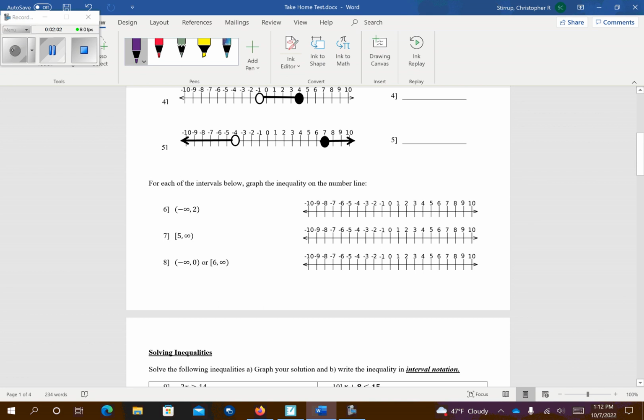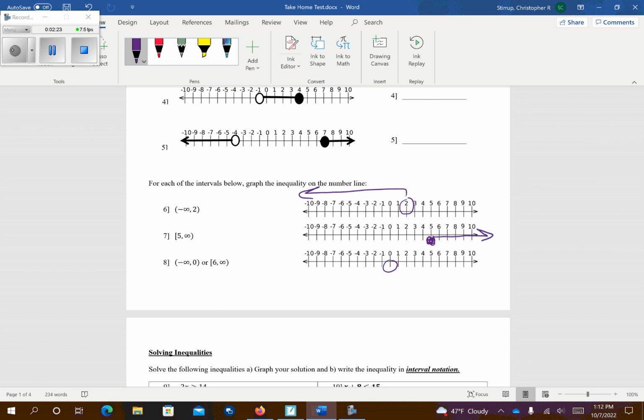So it looks like I have an open dot on the 2, and it's going to shade to infinity. Number 5 is a solid dot on the 5, and it's going to shade to infinity. And this one is going to go from negative infinity to 0. Open dot on the 0 because I don't have a hard bracket. And then at the 6, it's going to be a solid dot, and that's going to infinity.